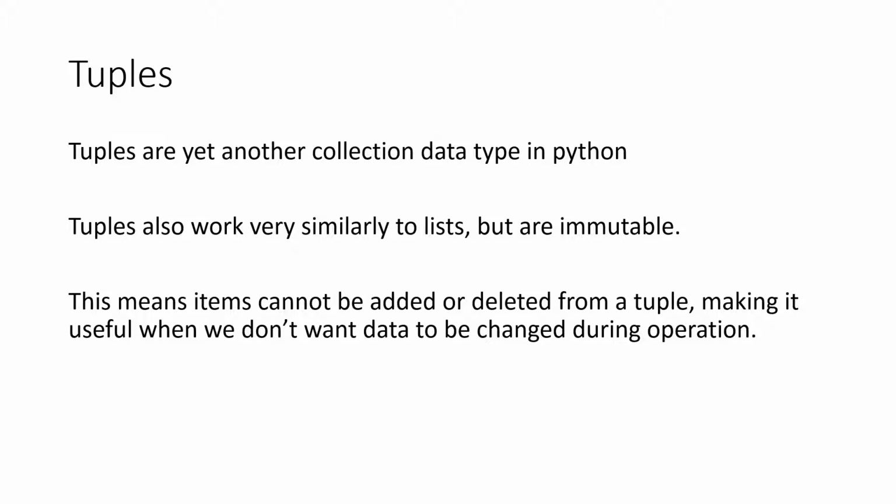Tuples are a collection that works in the same way, and they are indexed in the same way a list is. But items cannot be changed within a tuple, nor can they be added or deleted from a tuple. This makes it particularly useful when we don't want data to be changed during an operation.